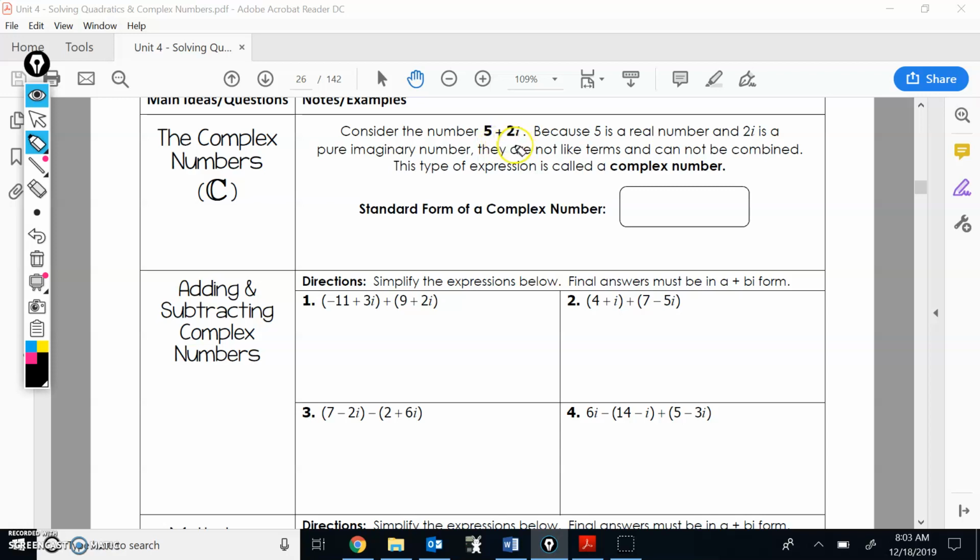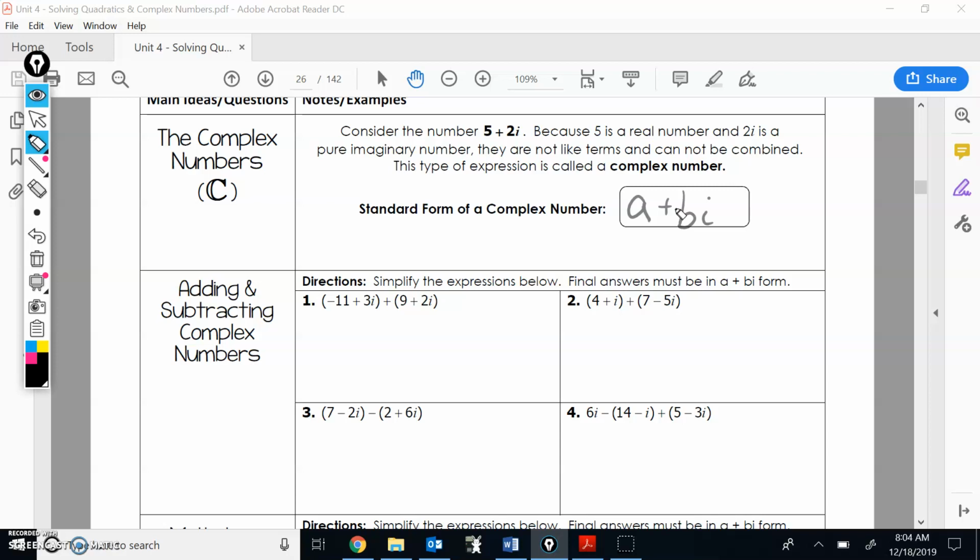You can't combine them to make 7i because they're not like terms. Again, think of the i as like a variable. The standard form for a complex number is a, which is the real part, plus bi, which is the imaginary part. And when we add and subtract these, we're just going to combine like terms.